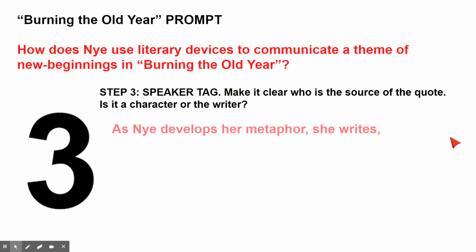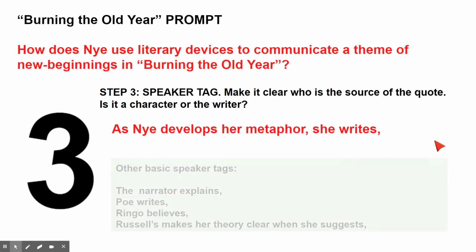So after context, I might have a lead in, a shorter lead in that looks like this. As Nye develops her metaphor, she writes. Okay, so now I know who's saying what. Where is this text evidence that I'm about to give right here? Where is that coming from?